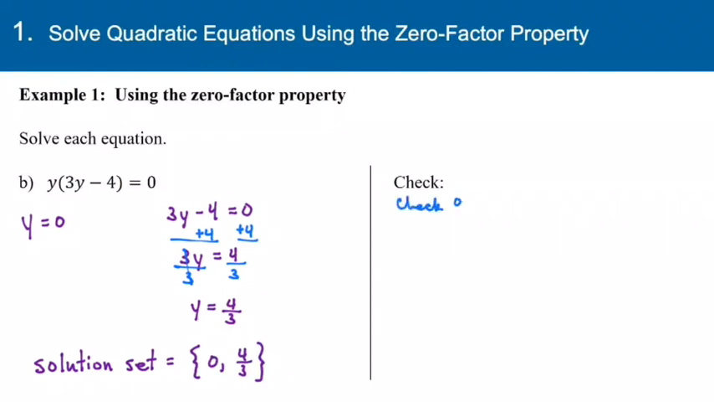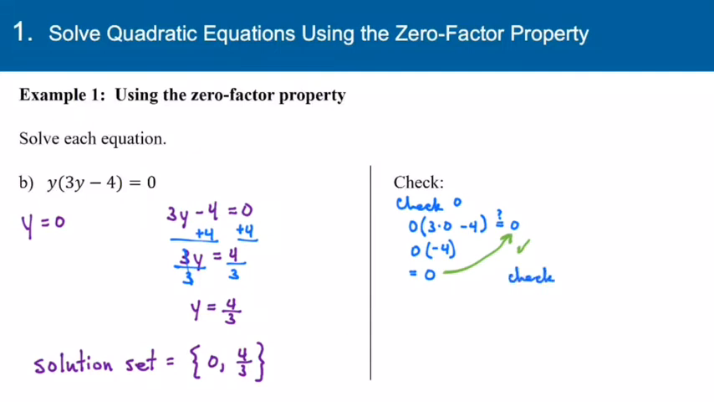If you plug 0 into the original equation, then you have 0 times this quantity in parentheses. 3 times 0 would be 0, and 0 minus 4 would be -4. So we have something that says 0 times -4, and that is equal to 0, and that matches the right side, so that's a good solution.